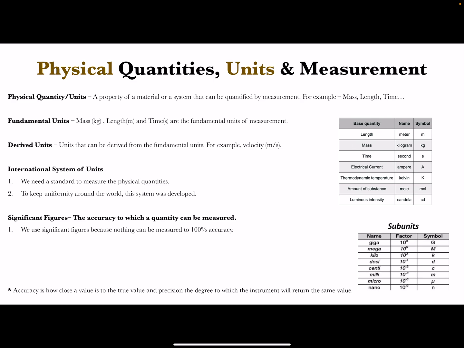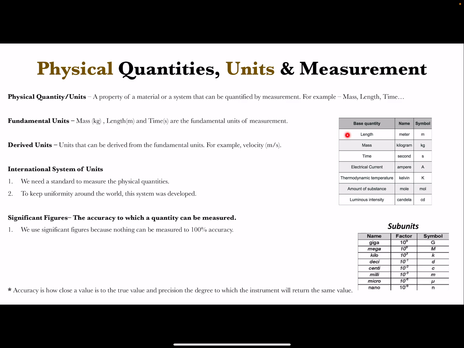So physical quantities. Everything that you see around you is a physical quantity. It's a property of a material or a system that can be quantified by measurement. For example, mass, length, or time. And there are these 3 fundamental quantities that exist: mass, length, and time. And the standard SI units for them are the kg, the meter, and the second. And all other units can be derived from these three fundamental units.